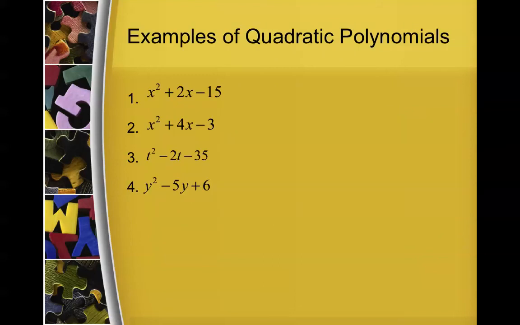Here are some examples of quadratic polynomials. First one I have is x squared plus 2x minus 15, and then x squared plus 4x minus 3. Third one is t squared minus 2t minus 35. This is the same thing as the other two examples, however, the variable changes to t instead of x. And the last one is y squared minus 5y plus 6. This is the same thing. x becomes y.